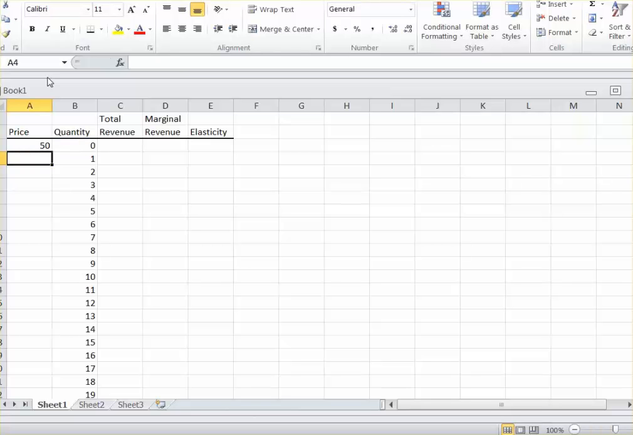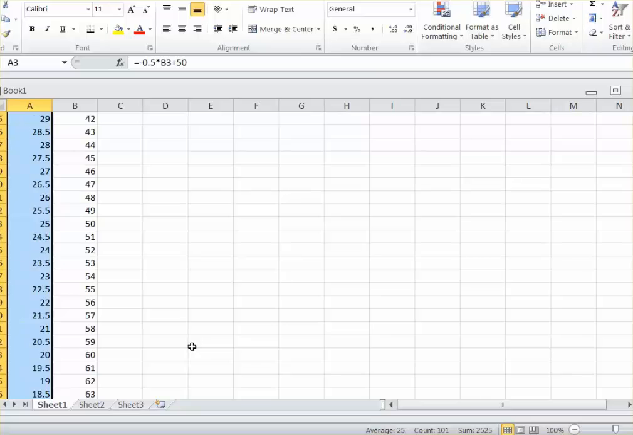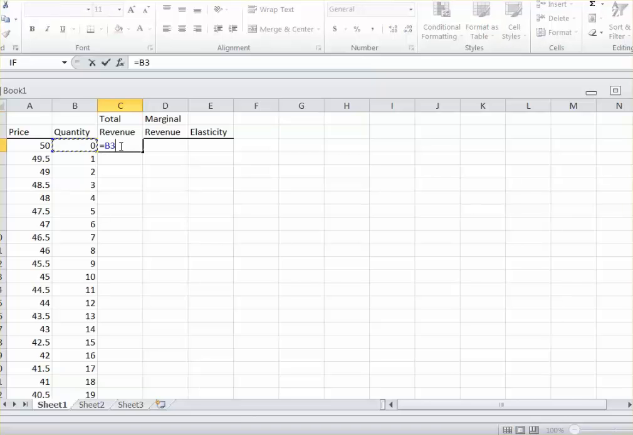So there's our first value for P, and then you can copy it down and you can kind of see what's going on. P is going down by 50 cents each time, all the way down to here, right? So there's our P and Q values, and then of course total revenue is simply P times Q, so it's that number times this number.